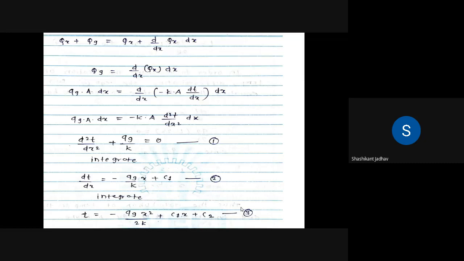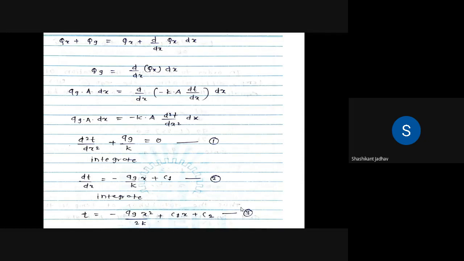Okay, so on the left hand side there is a qx, and on the right hand side there is a qx. So qx will be cancelled. So what is the remaining equation? qg is equal to d by dx of qx into dx.